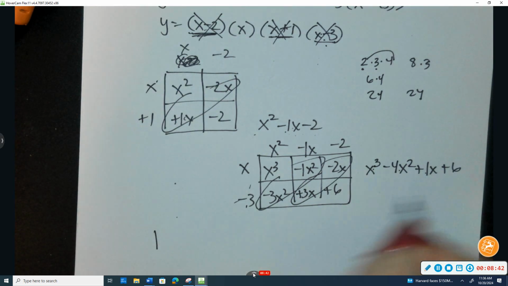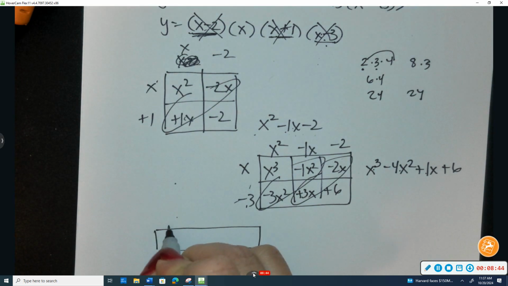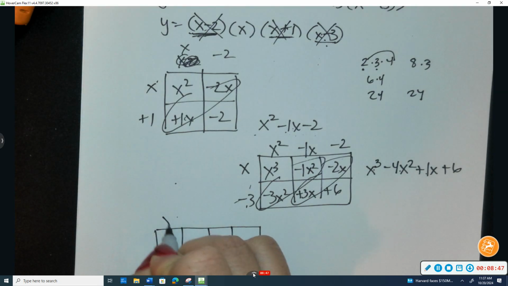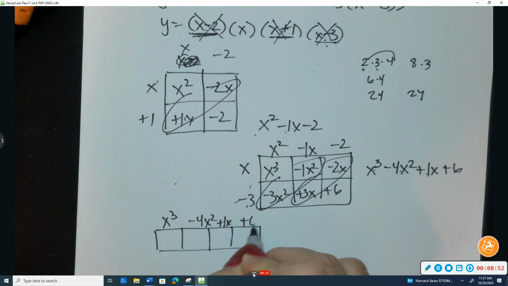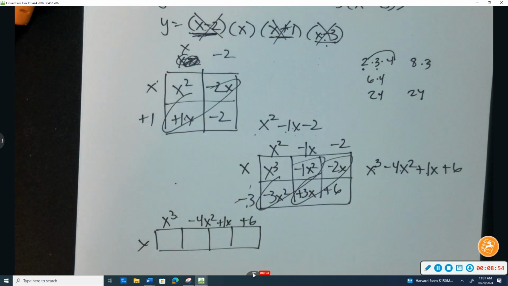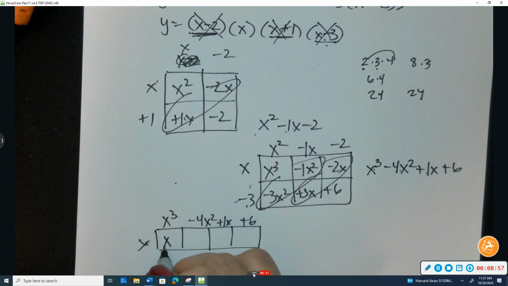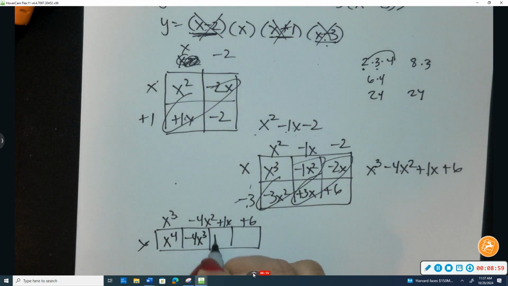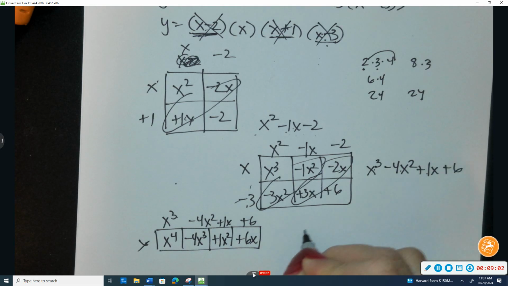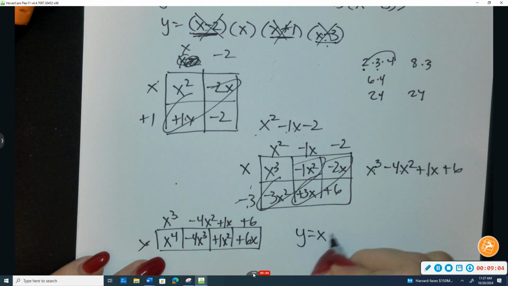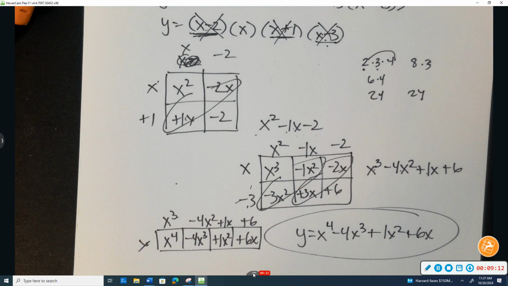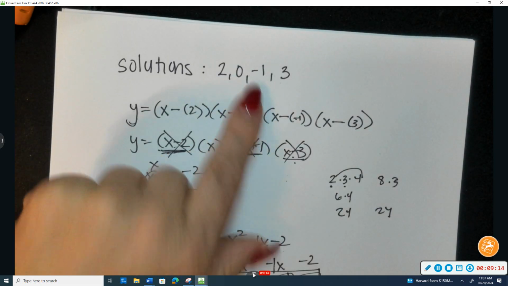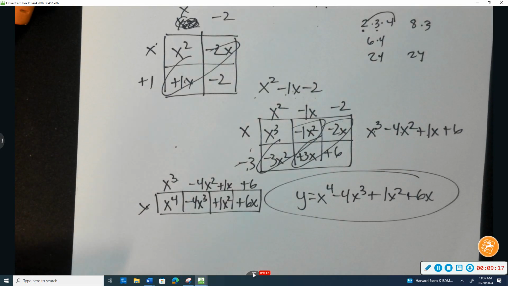So 1, 2, 3, 4. I have 4 terms. There we go. X cubed minus 4x squared plus 1x plus 6, and out front is this singular x. Multiplying to get x to the 4th minus 4x cubed plus 1x squared plus 6x. So I believe that the polynomial equation x to the 4th minus 4x cubed plus 1x squared plus 6x produces 4 solutions, 2, 0, negative 1, and 3.